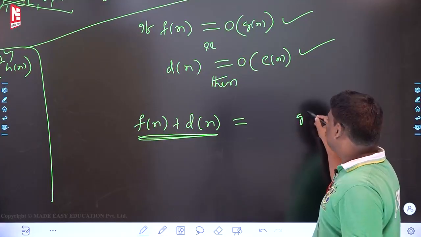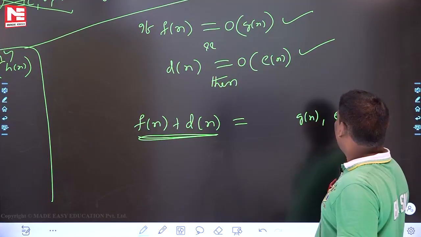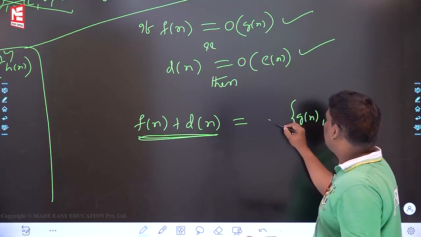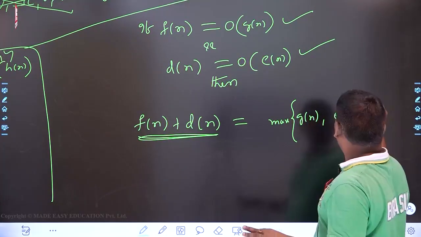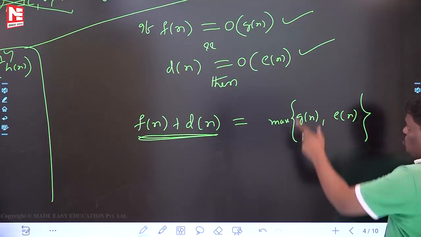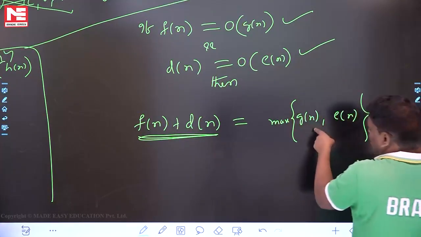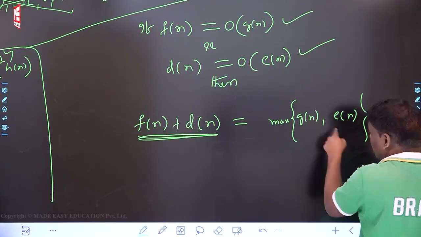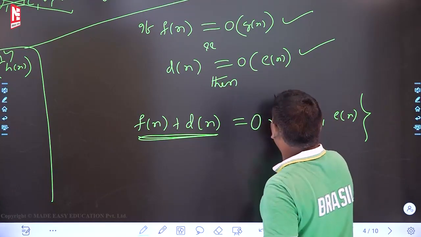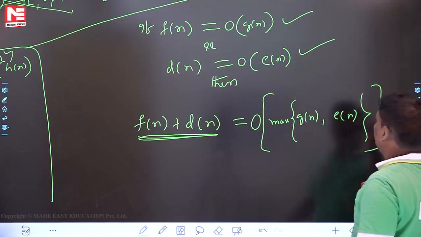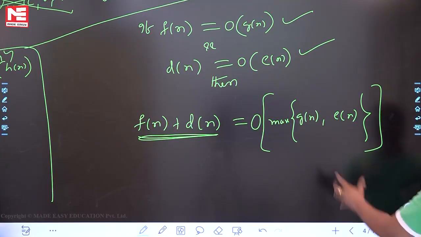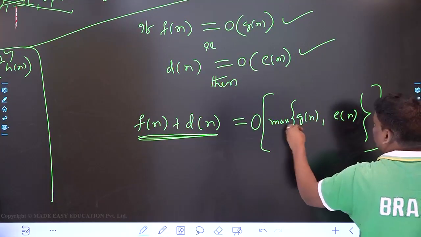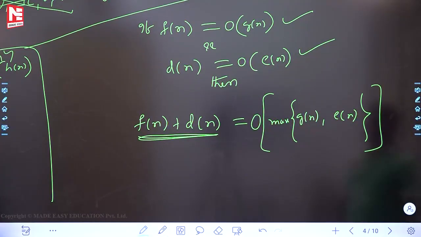G of n, e of n. Take these 2 and find the maximum of these 2. For f the upper bound is g, for d the upper bound is e. Of both the upper bounds, you take the maximum, whichever is the bigger, and that maximum will come in big O. Of course, it is going to pass.